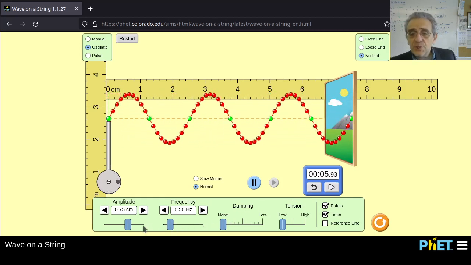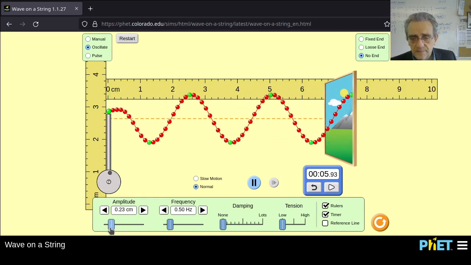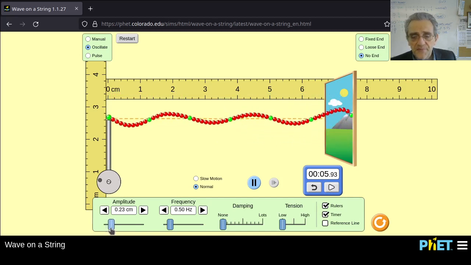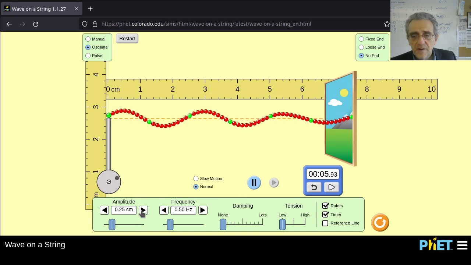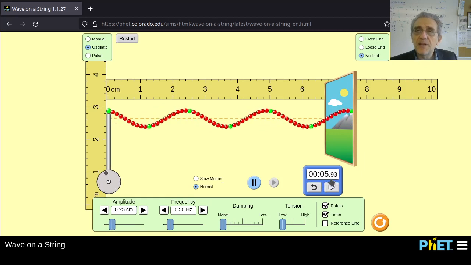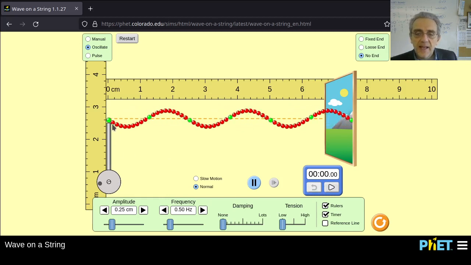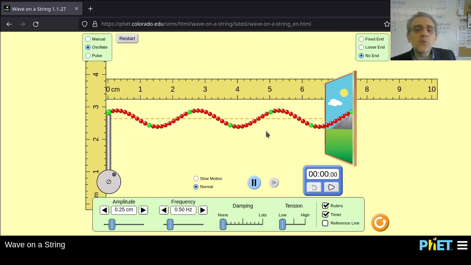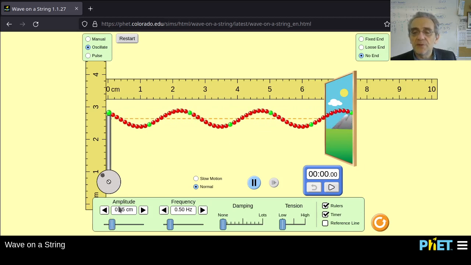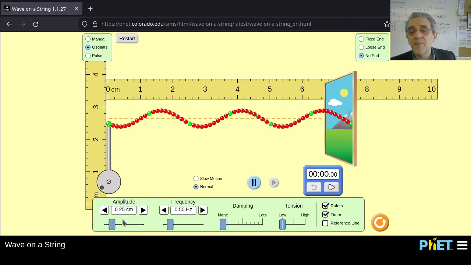Okay, let's try decreasing the amplitude. I was at 0.75, let's go to 0.25. Now just remember this number, 5.93, it's almost 6 seconds, right? Let's reset it, and I'll do the same thing again. It looks like the wave is traveling slower, doesn't it? Because I've reduced the amplitude. Remember, I've reduced the amplitude by a third. It was at 0.75 before, now I'm at 0.25.